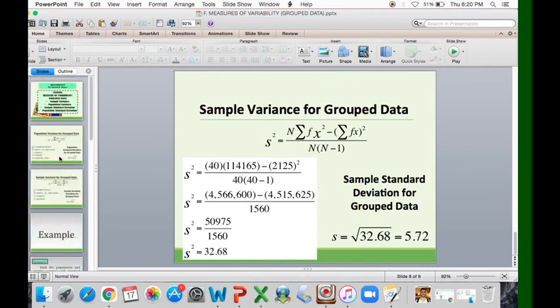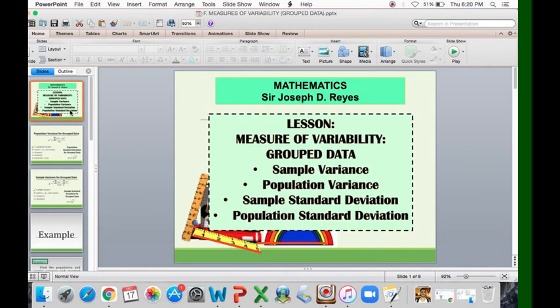That's all about our lesson for this topic, the measures of variability for group data, the sample variance, population variance, sample standard deviation, and population standard deviation. I hope you learned something from our lesson even though I just gave one example. But dun sa example na yun, kumpleto na siya. Okay, kumpleto ko na na-discuss yung apat na variability. So with that, thank you very much for your listening.